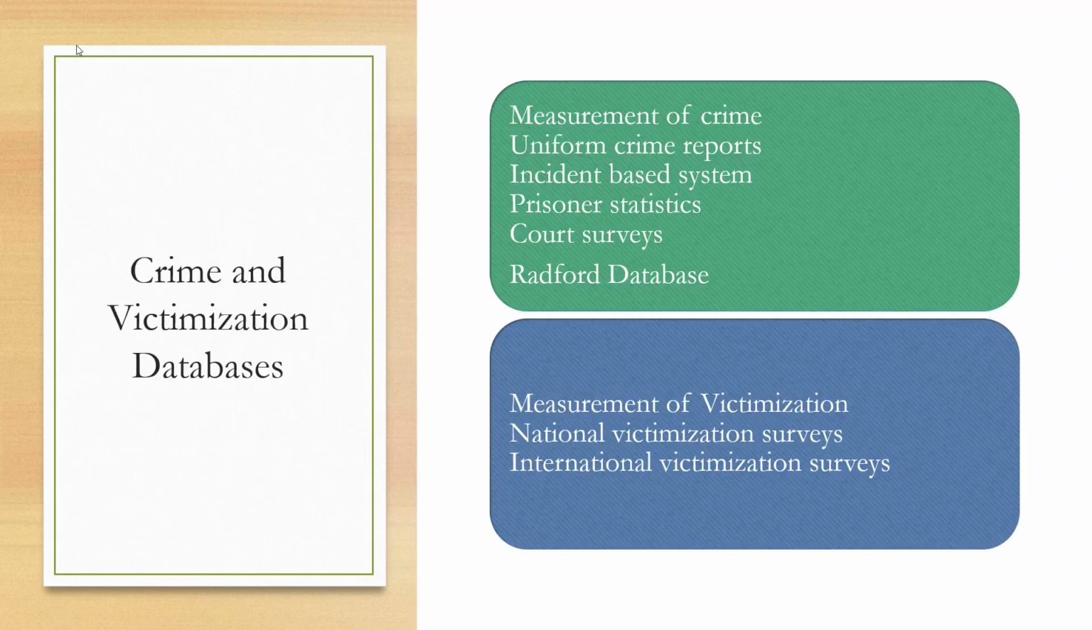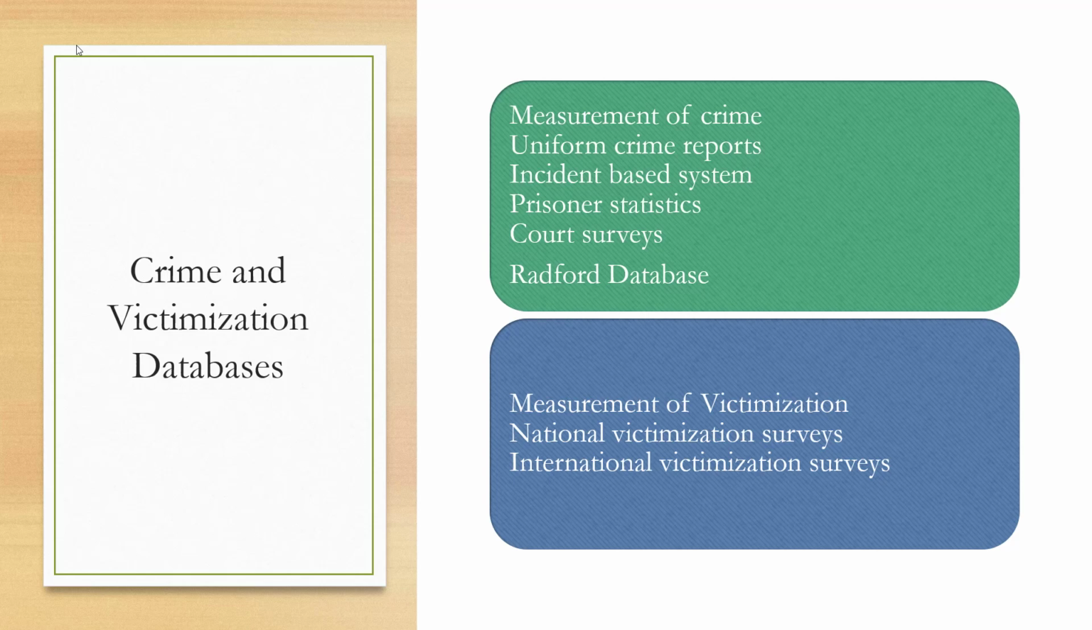So how do we know what the stats are on victimization? Well, there are many types of databases that we use. And there's sort of two types of databases that we use to count crime. So we have those that are based in the criminal justice system, right? Where we look at the Uniform Crime Report. We look at NIBRS. There's prisoner statistics and court surveys, right? And then there's also the Radford database. The Radford database is a database that focuses on serial killers, right? So they collect newspaper articles and other court records based on people who've killed more than 2 people, okay?